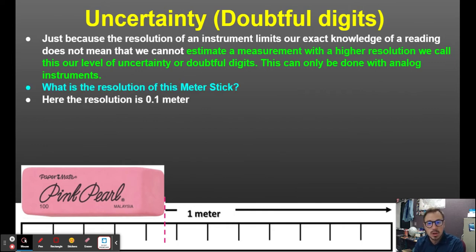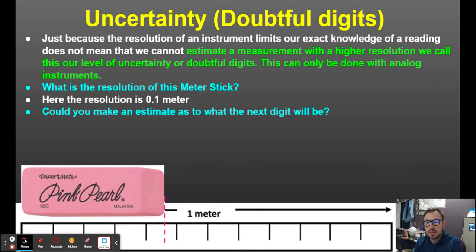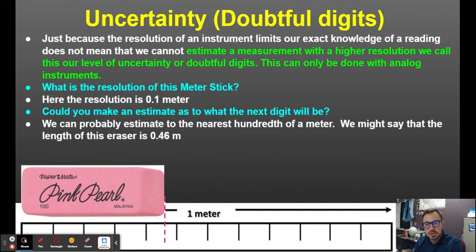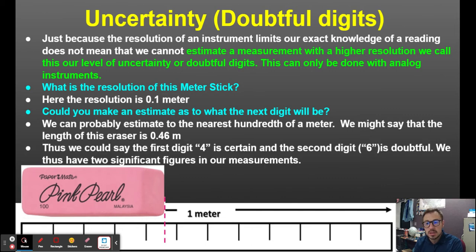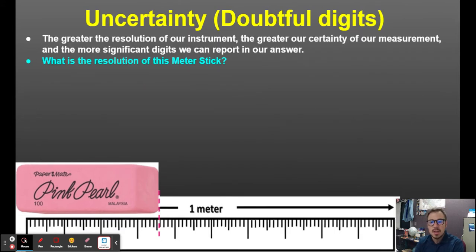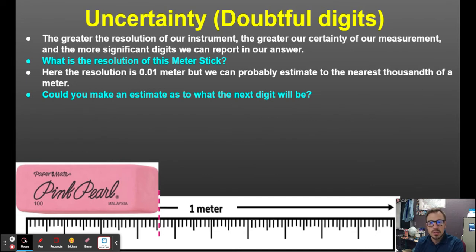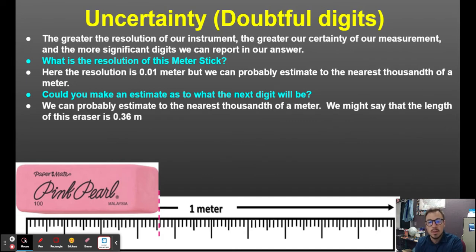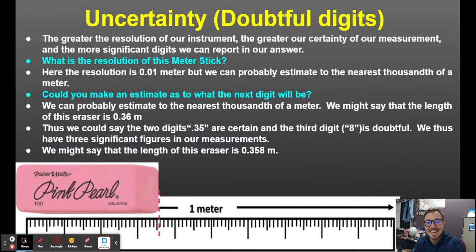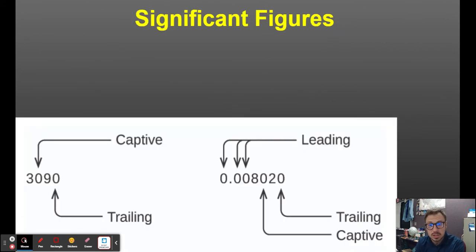So if we look at the ruler below, the resolution is 0.1 meters. Now you can make an estimate as to what that next digit would be. So you can estimate to about the hundredth of a meter. You might say the length is 0.46 meters. That 4 is certain, but that second digit 6 is going to be doubtful. Now, if we did one where the resolution is 0.01 meters, you can make an estimate as to that next one. You could say the 0.35 are certain, but that third digit 8 is doubtful, but you can make an estimate. And once again, this can only be done on analog instruments.